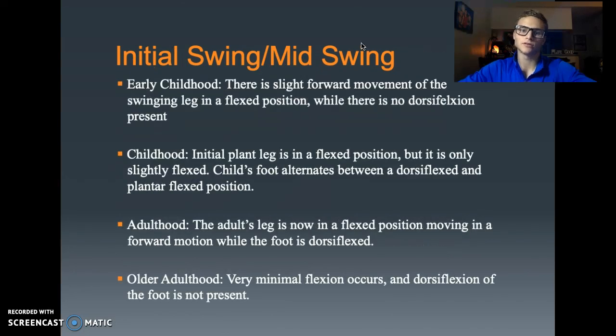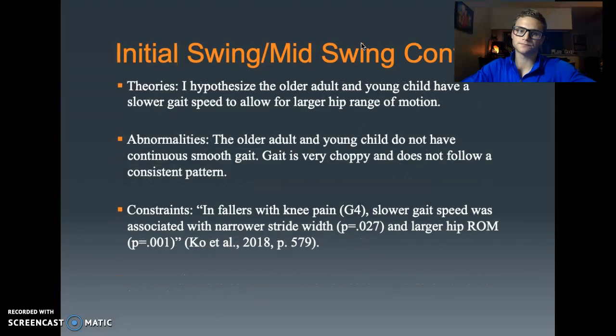So for the initial swing and mid-swing, we see that in early childhood, there's slight forward movement of the swinging leg in a flexed position. And then in childhood, the initial plant leg is in a flexed position, but only slightly flexed, and the child's foot alternates between dorsiflexion and plantar flexion. And the adult's leg is in a flexed position and is moving in a forward motion while the foot is dorsiflexed. And then in the older adulthood, there's very minimal flexion, and dorsiflexion of the foot is not present.